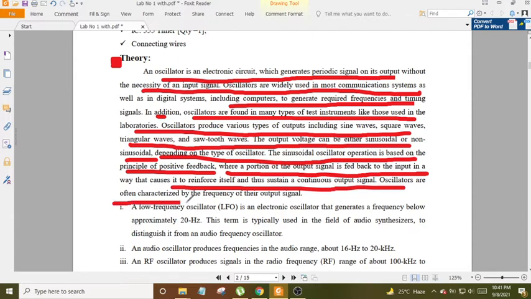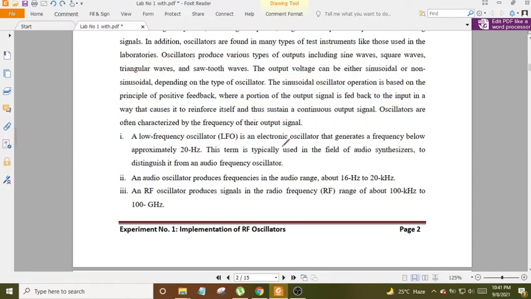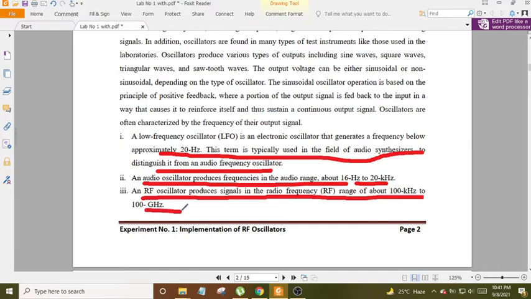Oscillators are often characterized by the frequency of their output signal. A low-frequency oscillator, LFO, is an electronic oscillator that generates a frequency below approximately 20 Hz. This term is typically used in the field of audio synthesizers to distinguish it from an audio frequency oscillator. An audio oscillator produces frequencies in the range of about 16 Hz to 20 kHz. An RF oscillator produces signals in the radio frequency, RF, range of about 100 kHz to 100 GHz.